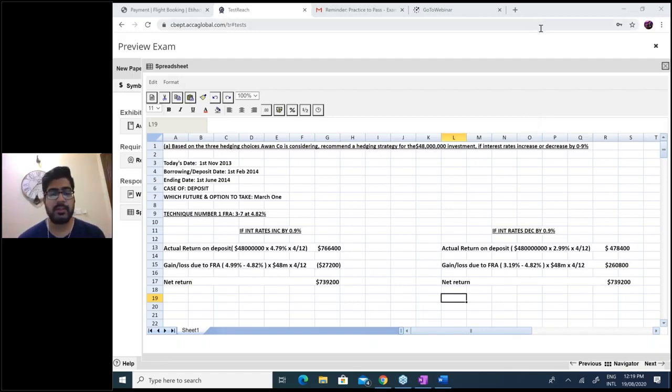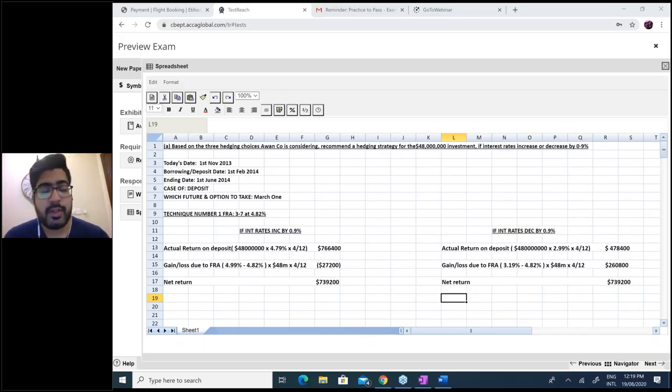Okay, so quickly repeat it. Firstly, I told you to write 5 things: today's date, borrowing deposit date, ending date, what is the case, future and option to take. So today's date is given 1st November 13, borrowing deposit date is 1st Feb 14, ending date is 1st June, cases of deposit, and which future and option to take, the March one.